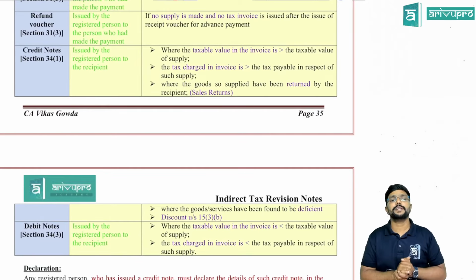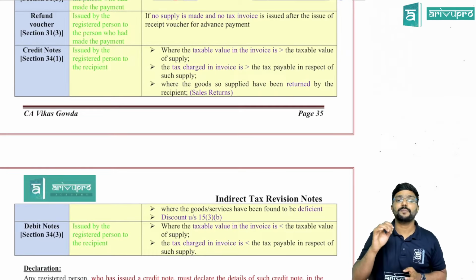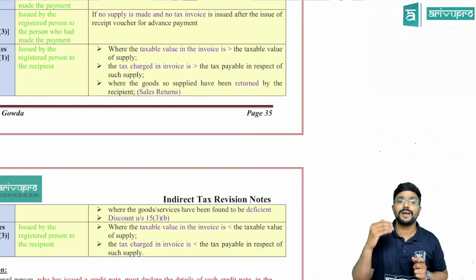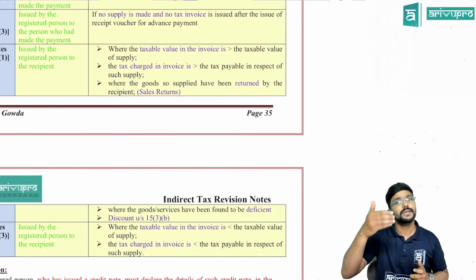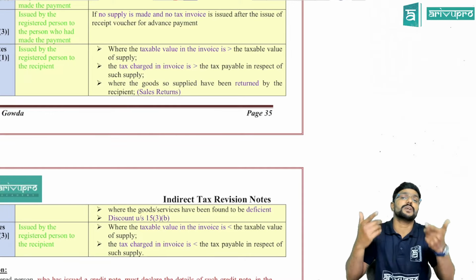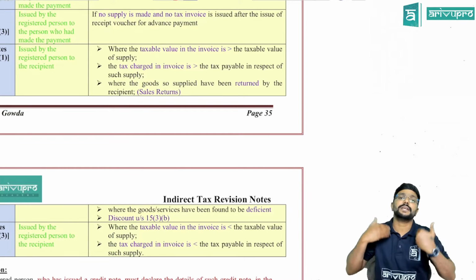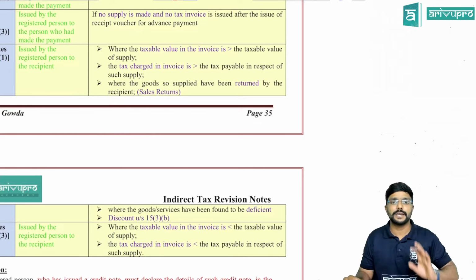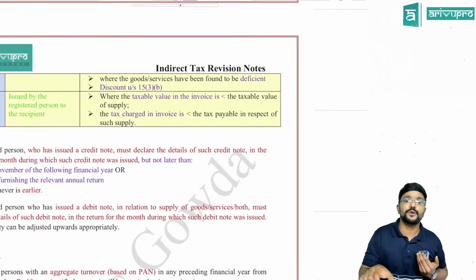Then coming to credit note, which will be issued by the supplier to the recipient. When? In what all situations? Whenever the taxable value in the invoice, which I have charged already, is more than what I was actually supposed to charge, or I have collected excess tax, more than what I am supposed to collect. Or if there is a sales return, or if there is any post-supply discount.